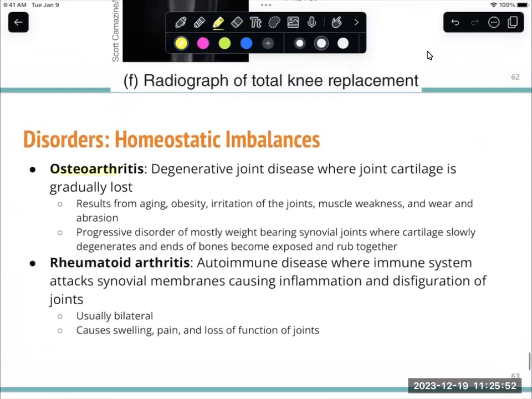So osteoarthritis, I mentioned it is that degenerative joint disease. That joint cartilage is gradually lost. Aging, just a normal result of aging. Obesity causes osteoarthritis to happen earlier because there's all this extra weight being put into the joints, especially the knees. Irritation to your joints, muscle weakness, wear and abrasion can help lead to osteoarthritis, and it's progressive. And it's usually found in those weight-bearing synovial joints. That cartilage is going to slowly degenerate. And eventually, once that cartilage is gone, the ends of the bones are just going to start rubbing together.